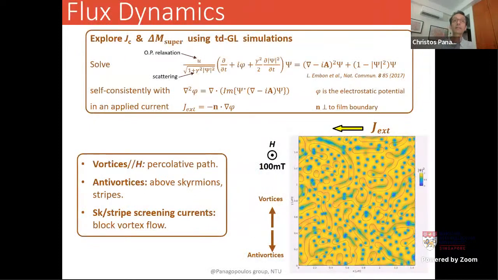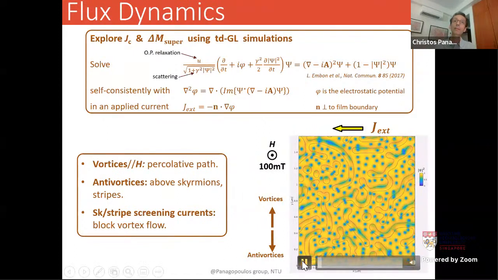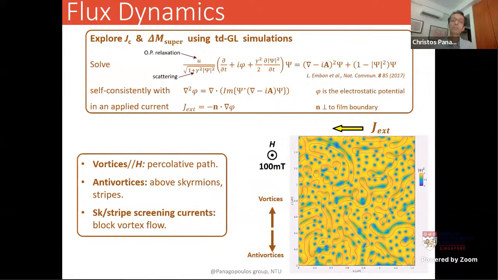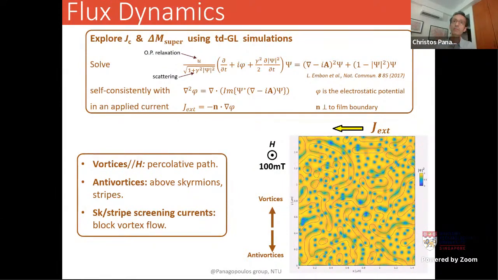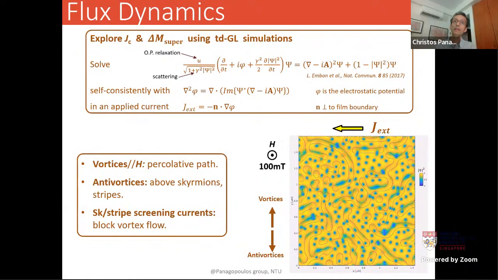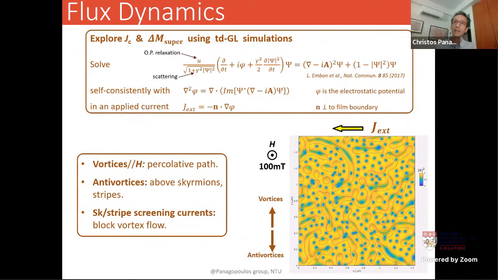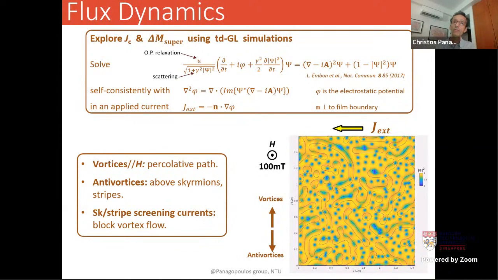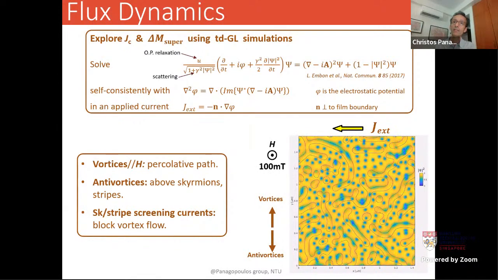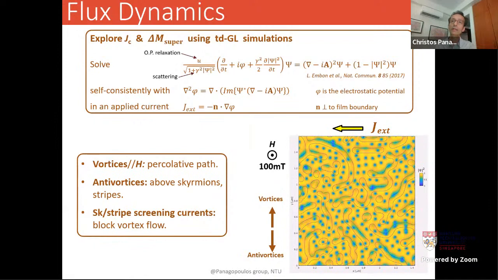We also find that superconducting vortices follow a percolative path through the sample, whereas anti-vortices remain above the spin textures, as you can see in the movie, where the magnetization is anti-parallel to the applied magnetic field. Moreover, the Skyrmion and stripe screening currents block the flow of the superconducting vortices.